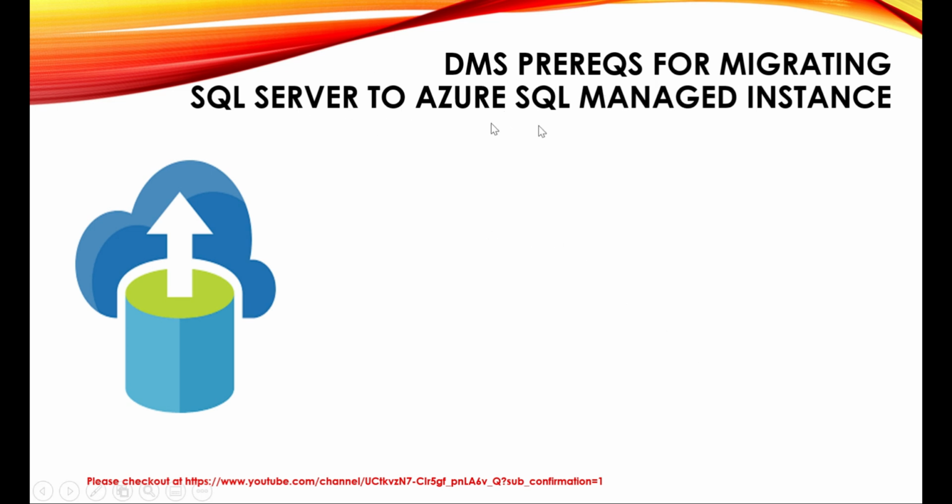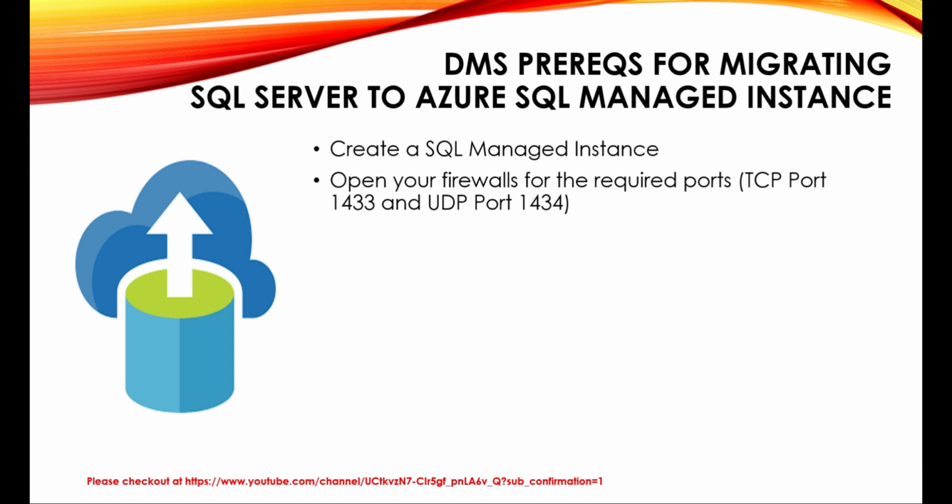Alright, now let's move to the last one, that is Database Migration Service prerequisites for migrating SQL Server to Azure SQL Managed Instance. For this you need to create a SQL Managed Instance in the cloud, and then you need to open your firewall to allow SMB traffic on port 445 for the Azure Database Migration Service IP address or subnet range.